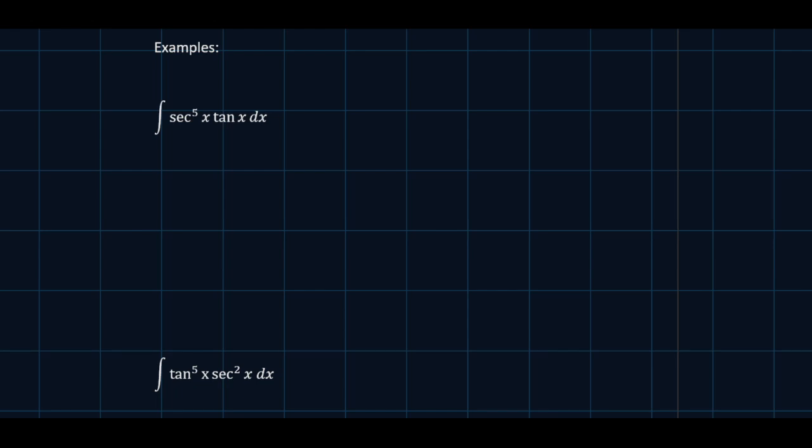Okay, so what we do is we separate a factor of secant x times tangent x, which we can easily do. So we just rewrite this as secant x times tangent x times yung natira natin, secant to the fourth x dx. Okay, then we make this substitution.